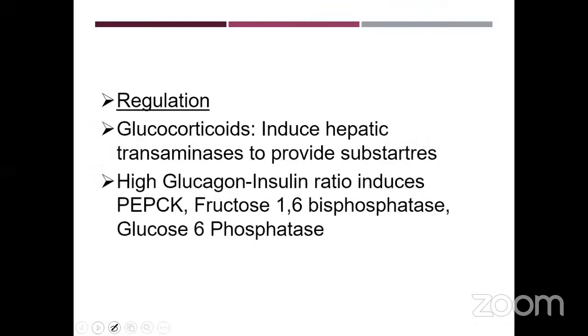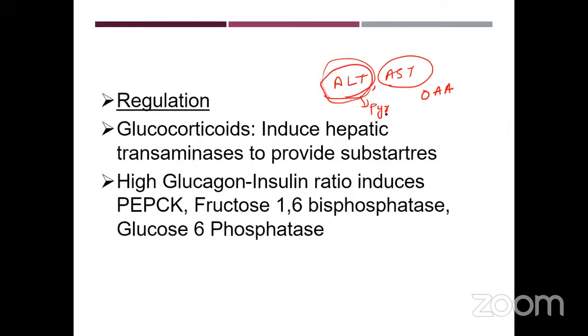So how glucocorticoids favor this is that they will induce the transaminases. Two transaminases I discussed, ALT and AST, alanine aminotransferase and aspartate aminotransferase. By transamination reaction, we will get both substrates, oxaloacetate and pyruvate. The end product of alanine aminotransferase is pyruvate, and of aspartate aminotransferase is oxaloacetate. Both can be channeled to gluconeogenesis. So glucocorticoids induce these two transaminase enzymes to form the intermediates of glycolysis.